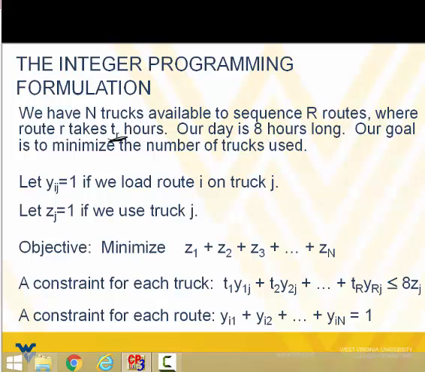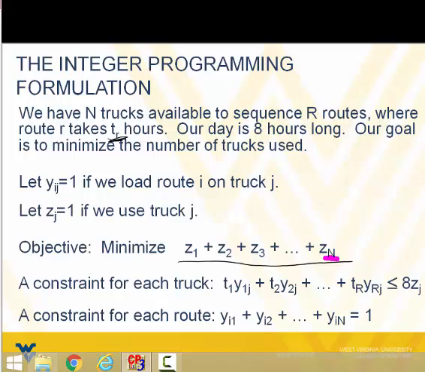So you can see that our objective is very simple. We just take the sum of all the z sub j values. Remember that we have n number of trucks, so the z sub j values go from 1 all the way to n. We take the sum of those, and we have to minimize that. That's our objective function. We're trying to minimize the sum of all our z sub j values.